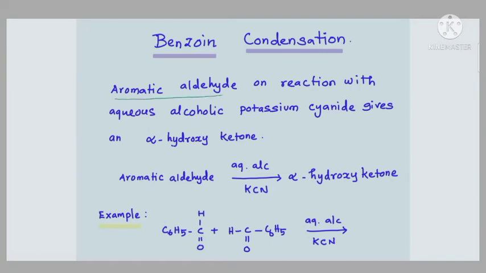In this reaction, an aromatic aldehyde reacts with aqueous alcoholic potassium cyanide and gives an alpha hydroxy ketone, which we generally call benzoin condensation. So here is the equation representation of this reaction: an aromatic aldehyde on reaction with aqueous alcoholic potassium cyanide gives an alpha hydroxy ketone.